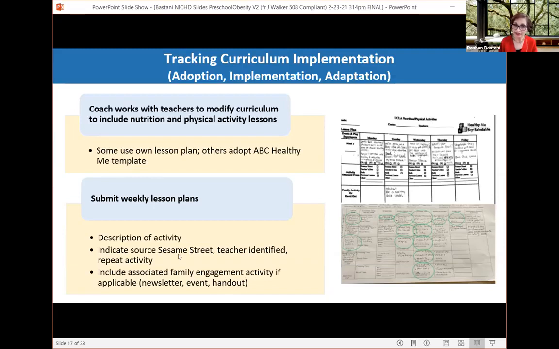So they describe the activity, indicate the source, whether it's the Sesame Street curriculum, whether the teacher did it, did they repeat this, did they make it up? And they also include the associated family engagement activity they did for that. So, paint a banana. So you're painting, you're coloring, you're talking colors, but you're also talking about a banana and how healthy that is, that kind of thing.